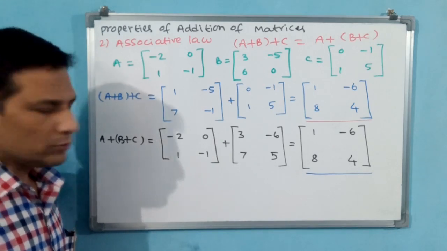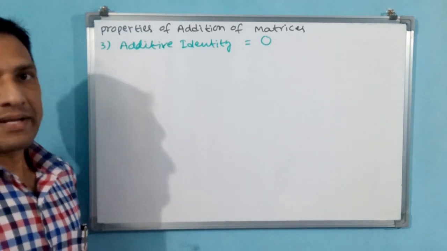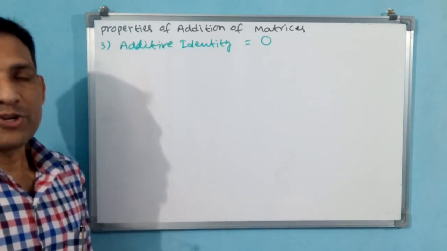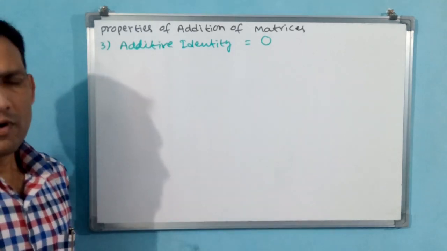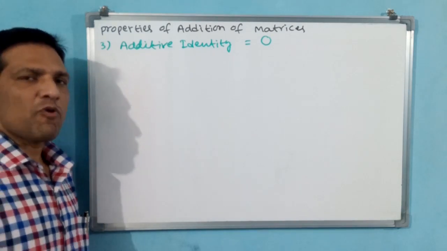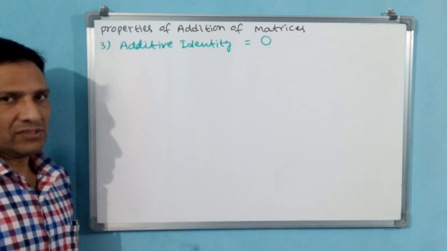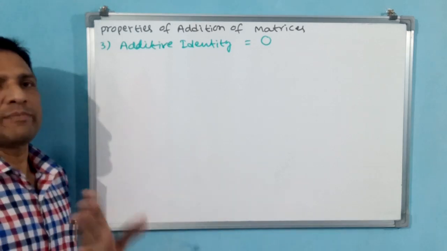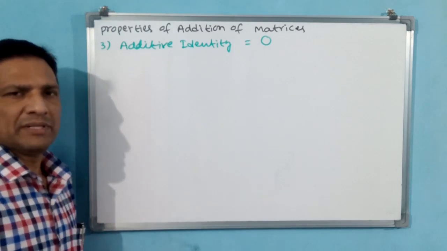Additive identity. Okay. See, for properties of addition of matrices, third one is additive identity. Additive identity is O. O means what? Zero matrix. I have already said I is identity matrix, O is zero matrix. These two are symbols or notations you have to keep aside. For the remaining, you can put A, B, C, D, whatever it may be.